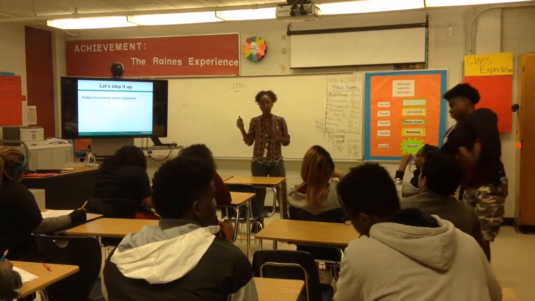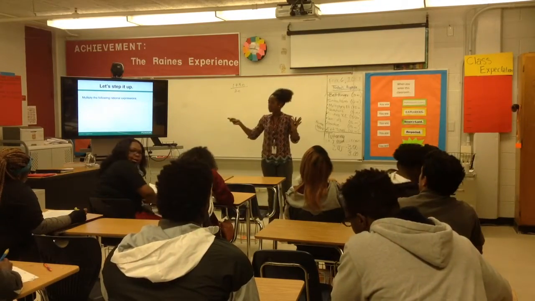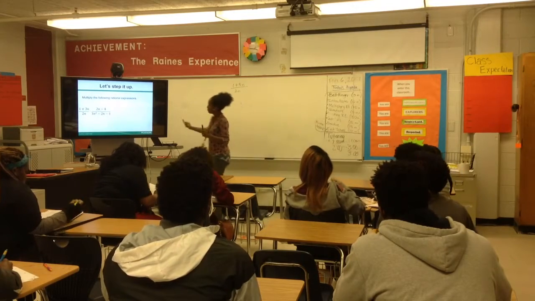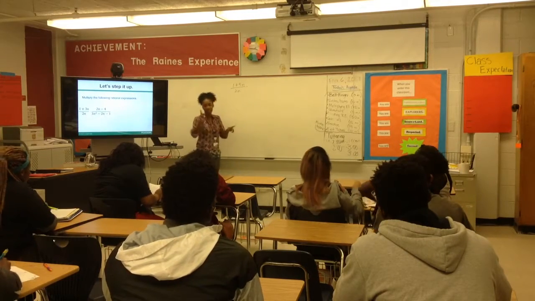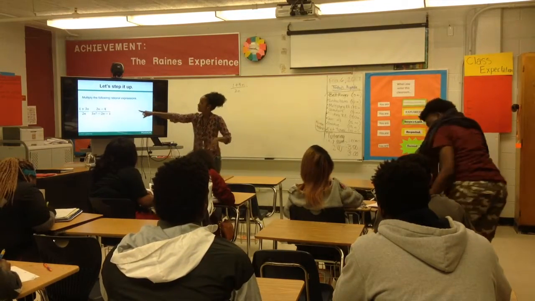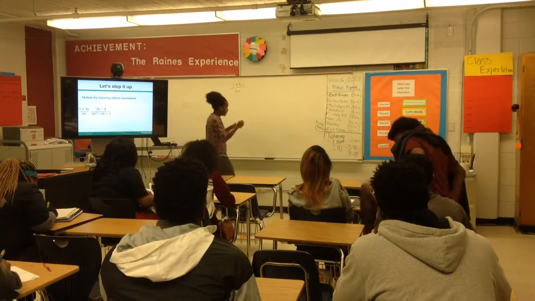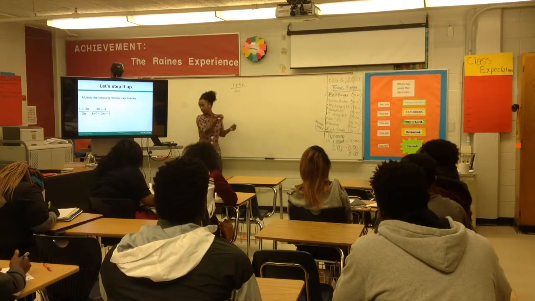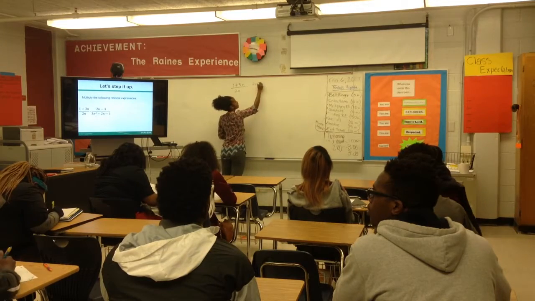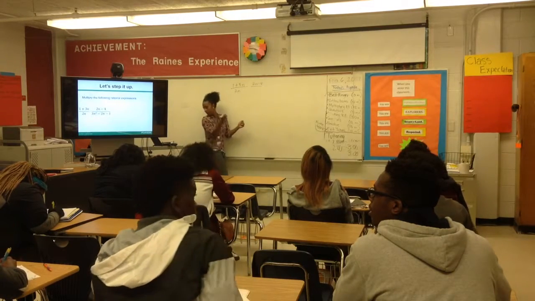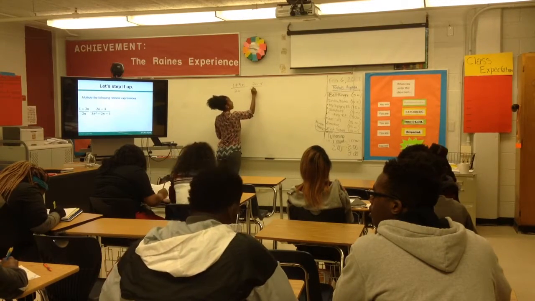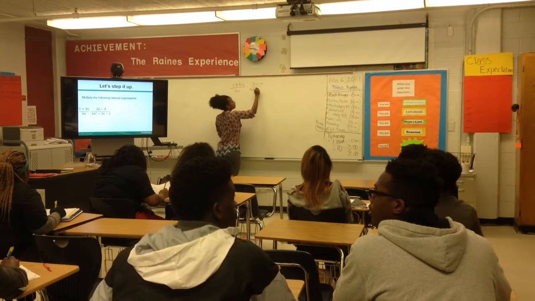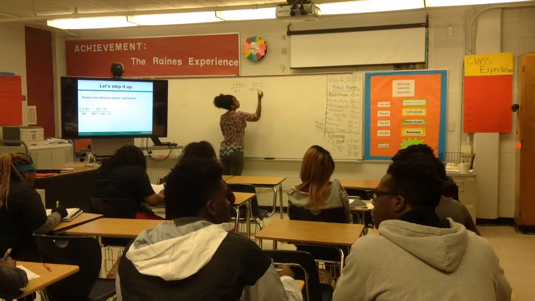Okay, so we're gonna step it up a little bit. I'll show you this example. It's actually a lot more simple than you think. It's 1 plus 3n over 2n. So make sure you write this down. Times 2n minus 4 over 3n squared minus 2n minus 1.